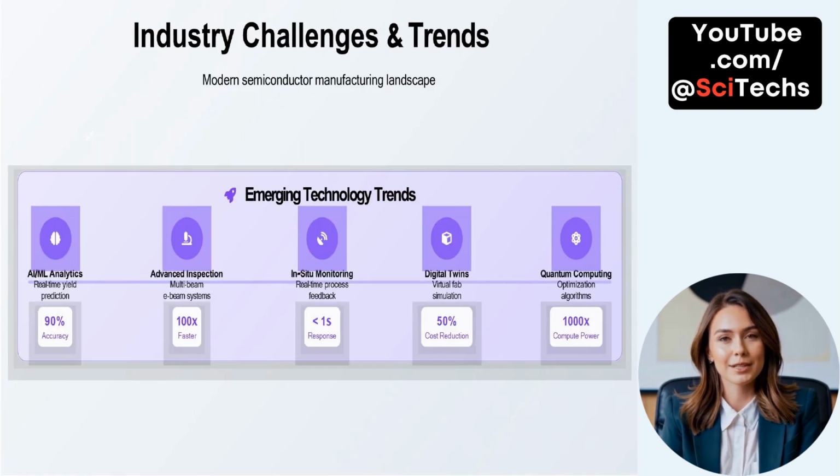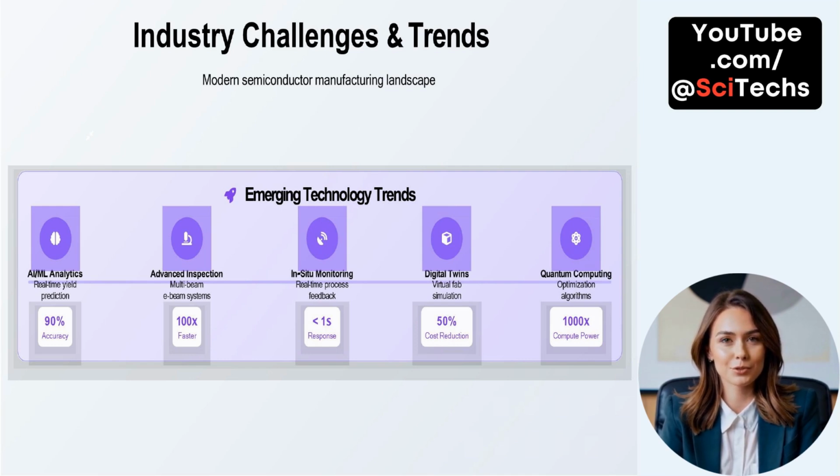Industry challenges and trends. In the modern semiconductor manufacturing landscape, innovation is accelerating through transformative technologies. One key trend is the use of AI and machine learning analytics to enable real-time yield prediction, achieving up to 90% accuracy. These models help manufacturers detect process deviations early, significantly reducing scrap and improving efficiency. Advanced inspection techniques, particularly with multi-beam E-beam systems, are now 100 times faster, drastically increasing the throughput for defect detection.